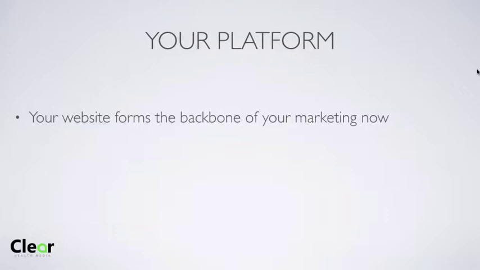Now in digital marketing, your website forms the backbone of that marketing platform. Some recent surveys amongst chiropractors in the US showed that the best way to market your practice is obviously word of mouth, and the next best method is using your website and digital marketing online. While we're going to talk about word of mouth later when we talk about patient retention and encouraging referrals, we're going to focus mainly on the digital aspect to begin with.